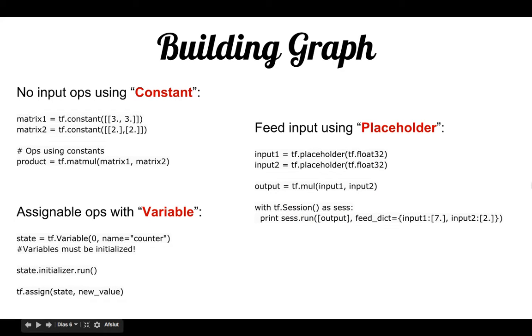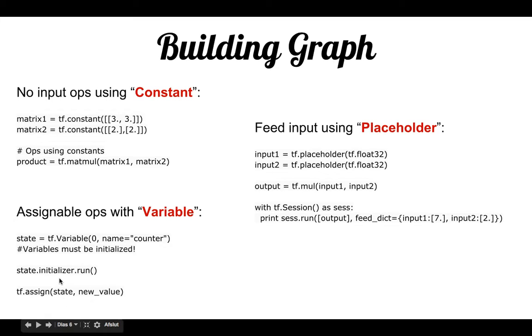The ops, or the nodes, within the TensorFlow graph have various types. The first one is a constant, and this is an op that does not take any inputs. Rather, you assign it a fixed value and it stays that value throughout the entire graph execution. The second one is a variable, where you define it from the beginning with a value and a name, and that value can then change throughout the execution by using the assign function.